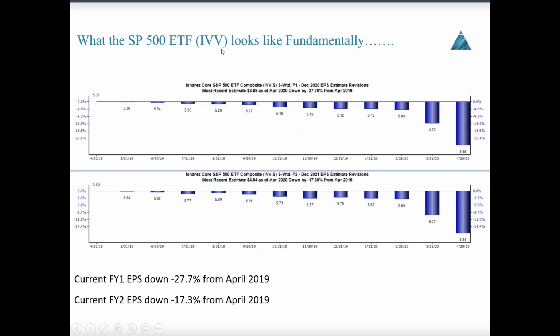This is what the S&P 500 ETF, the IVV, looks like fundamentally. Not many people can actually see this, but you have to have the composite facility and Zacks research system to do it. But the market-weighted average stock in the S&P 500 is literally down negative 27% from a year ago. So that's a solid 2 times lower than what we're experiencing in the earnings certain portfolio. So it's no wonder the earnings certain portfolio is outperforming the S&P 500 in this time frame. Same thing with FY2, it's down 17%.